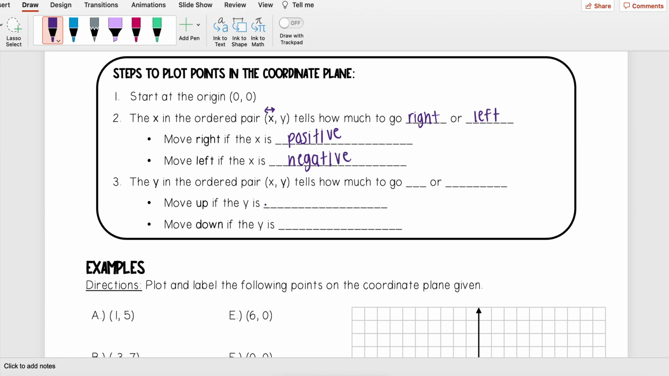The y in the ordered pair, on the other hand, tells us how much we're going to go up or down. We're going to move up if the y is positive, and down if the y is negative.